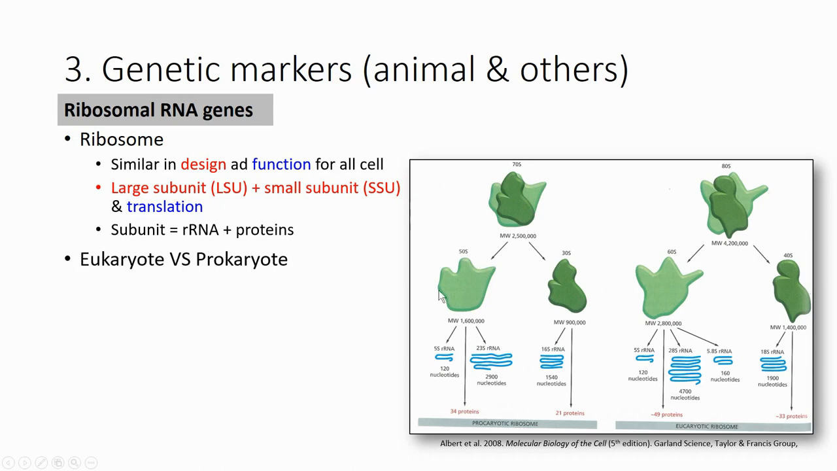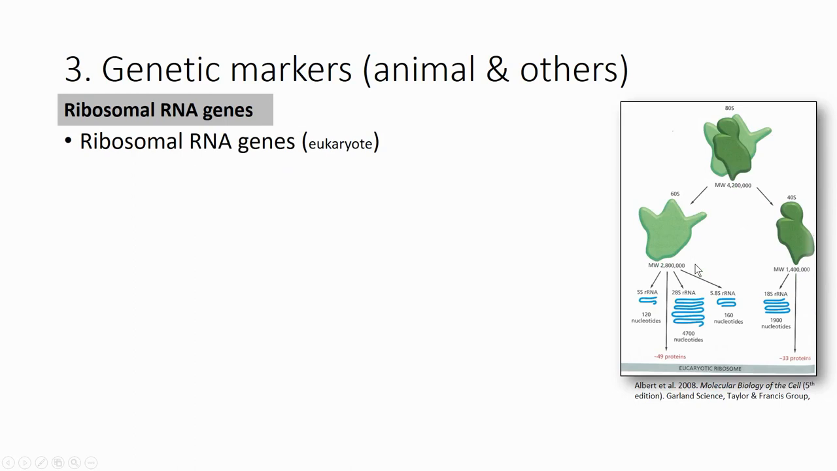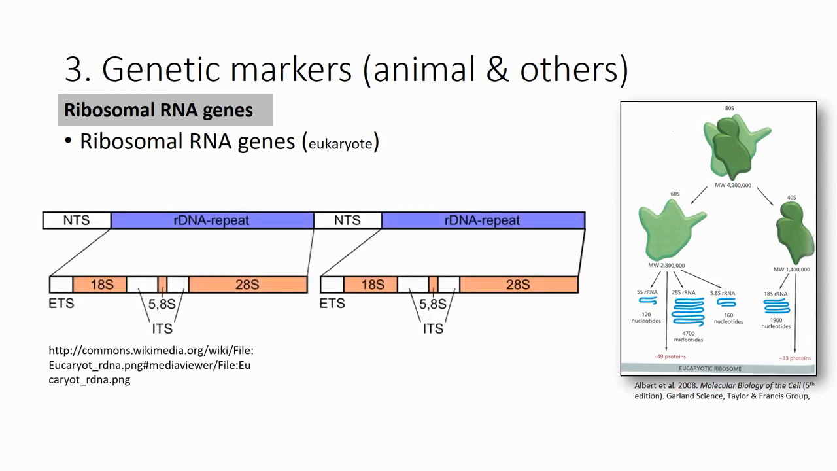Each subunit is made from an RNA molecule and also many different types of protein. And you can see there's a number here: 70S, 80S, 60S, 40S. This is actually the size of the subunit. We're focusing on the RNA gene, so this is what we call the ribosomal RNA gene.